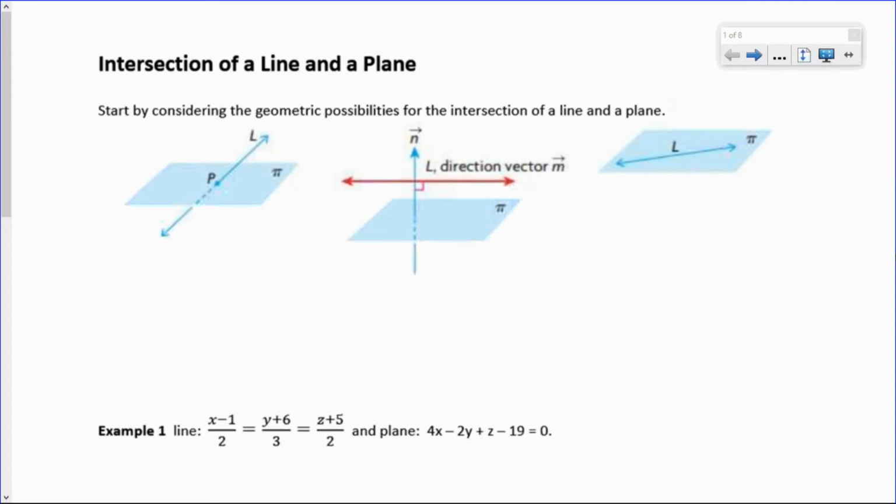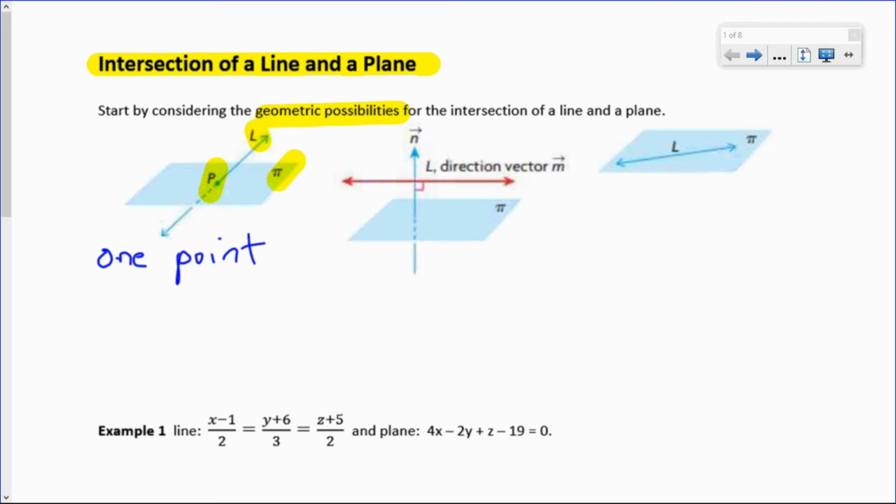So let's start by looking at the intersection of a line and a plane, and let's consider the geometric possibilities about what might happen. The first possibility is that the line intersects the plane at one point. In this picture, that point is point P. Notice the line is called line L, and the plane they have called pi, which is actually a common name to give a plane. The second possibility is that the line is parallel to the plane. Now notice that red line is your line. It could be above or below the plane, but not intersect it because it's parallel.